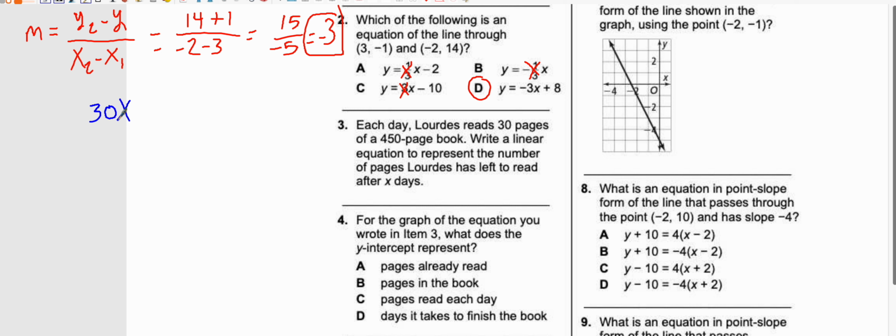So if I'm reading 30 pages a day, am I adding those pages, or am I actually taking them off the total, right? Y equals negative 30x plus 450. If you just set that equal to y, that's your pages remaining. So y equals negative 30x plus 450 works. Did anyone write something different, or think of a different way to do it? If you switch it around, it's technically the same thing.